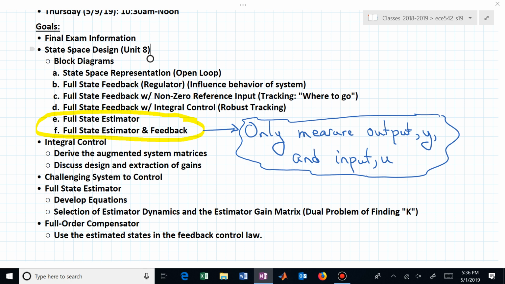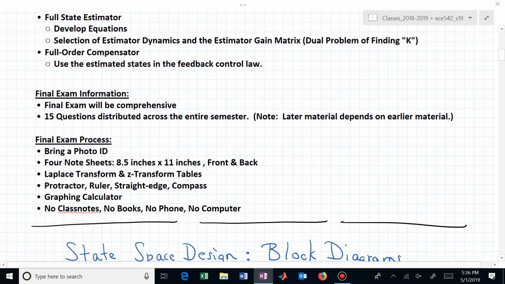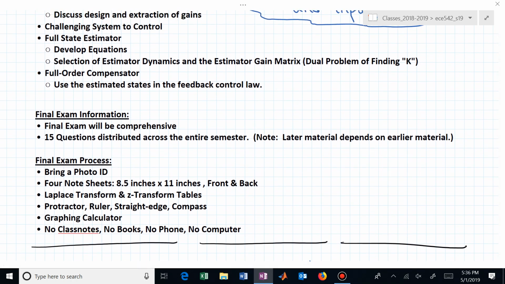But full state estimators, how do you develop those equations? And you should be able to develop those based on the block diagrams that I give you earlier. And a full order compensator, how do we now find that from this full order estimator with the controller incorporated? That's possible to you after tonight, is what I'm hoping.